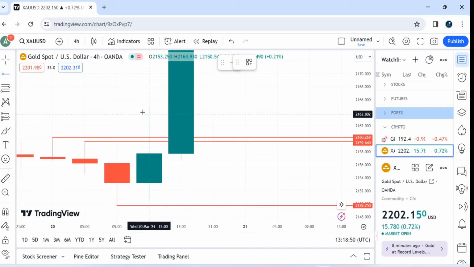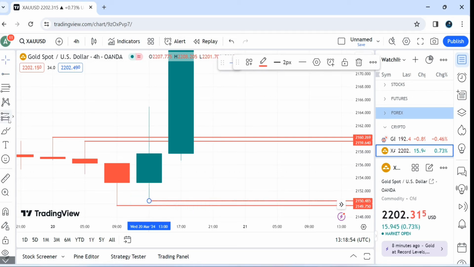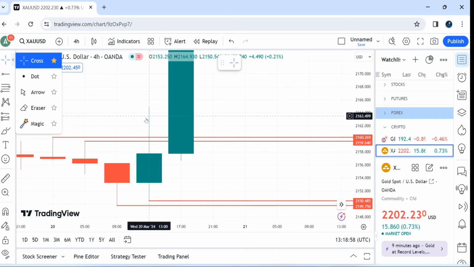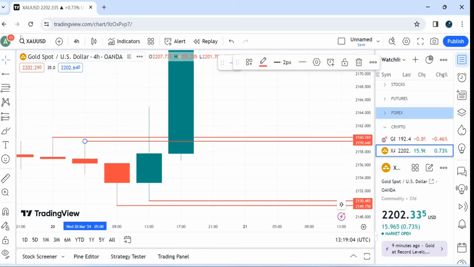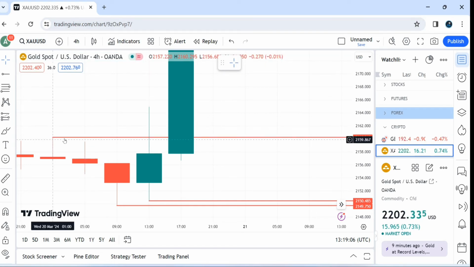So the upside liquidity has been taken out. Now the downside is yet to be taken out. Now logically looking at this bullish candle right here that just gave out the last liquidity, it has taken out this liquidity, so we are deleting that line. It has also taken out this liquidity, so we are deleting that line too.